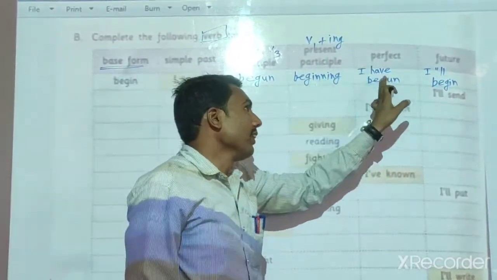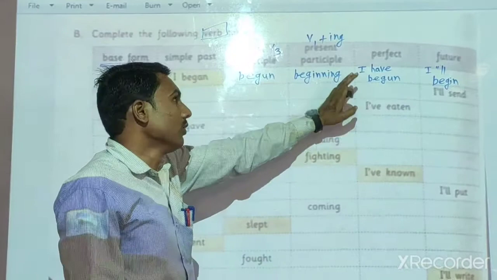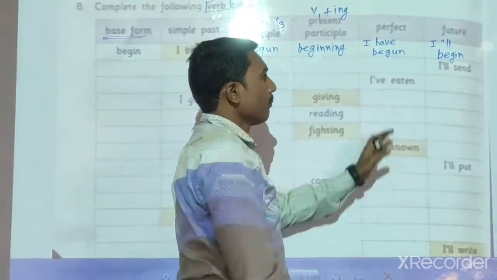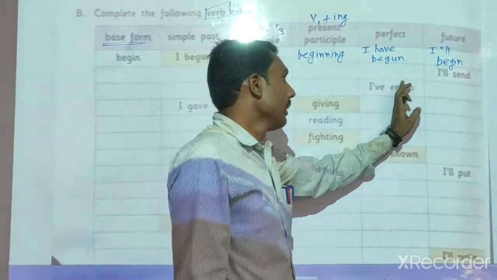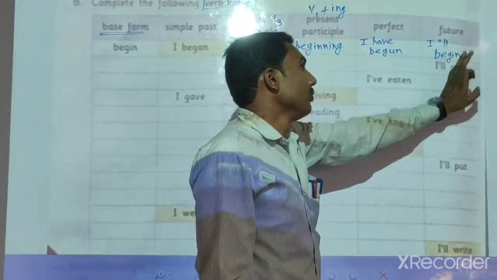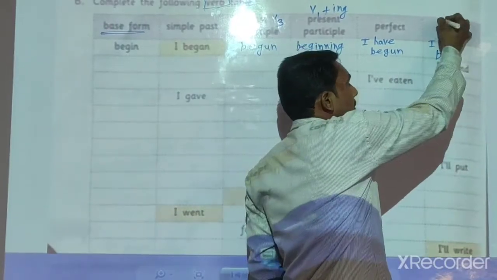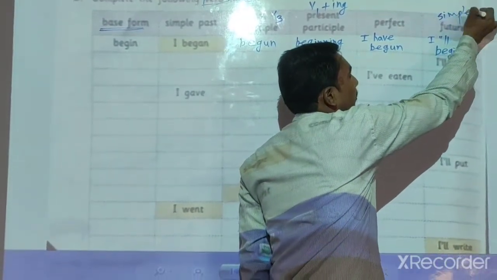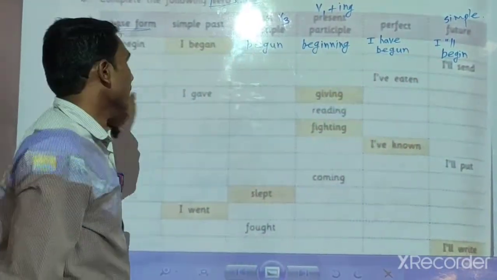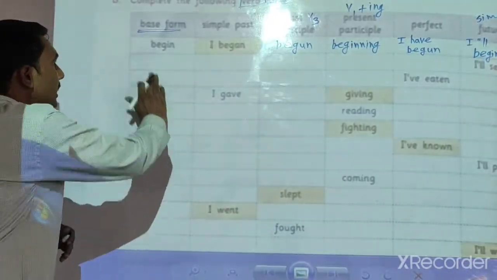Then perfect tense. You want to write here the perfect tense. You can use here present perfect tense. Then you want to write here the future tense. It is simple future tense, according to or using these words. Okay. Let's start.